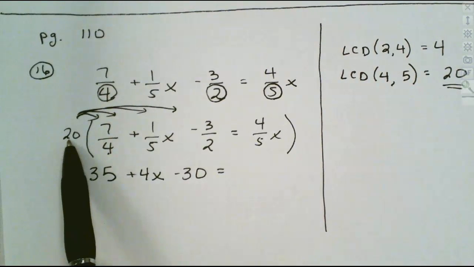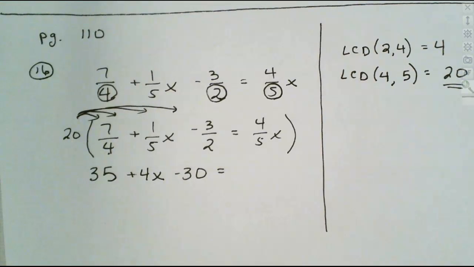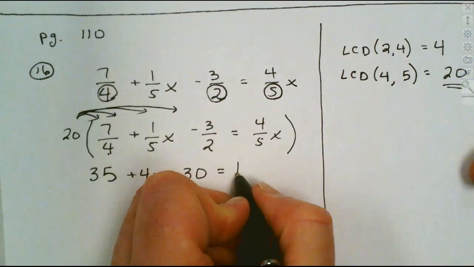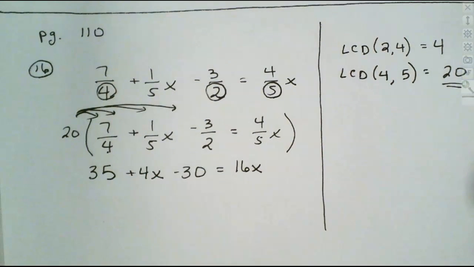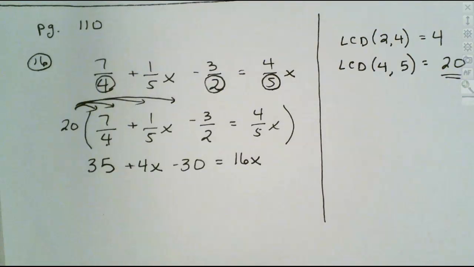The last piece is 20 divided by 5. Well, 20 divided by 5 is a 4. Times 4 makes it then a 16x, doesn't it? So now all of our fractions are gone, and we can begin working on solving this equation.